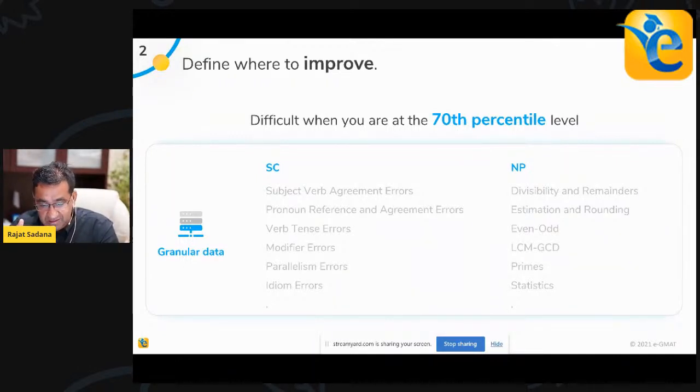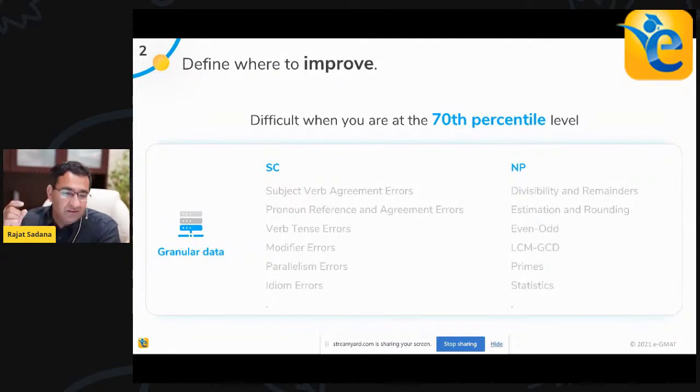So in sentence correction, you can have about 7 to 8 topics, and when you have 8 topics and you've solved 100 questions, you get on average about 8 questions per topic. Similarly, in number properties, you can have 7 or 8 topics. You solve 100 questions, you don't get enough data. So you have 8 questions per topic. Each topic has 3 difficulty levels. So, 3 questions per difficulty level. There's no way you can derive any statistical output out of this.